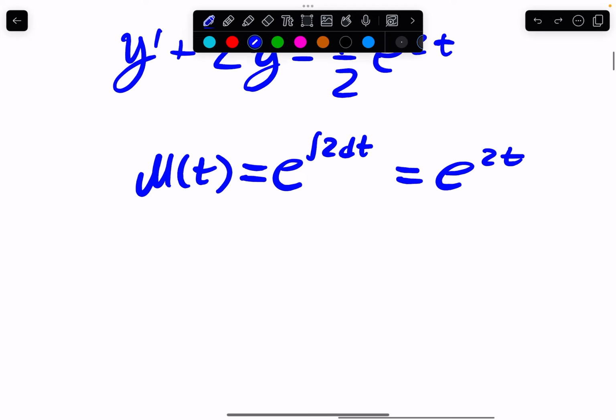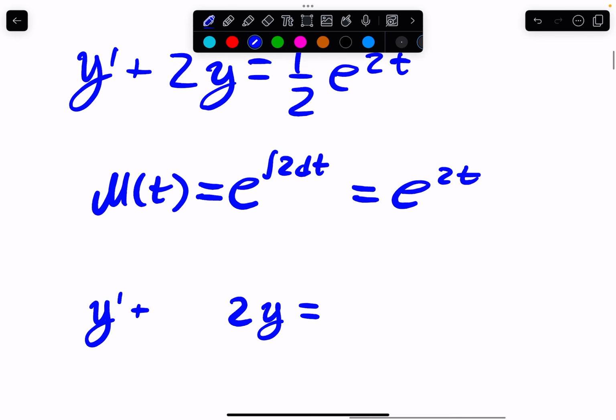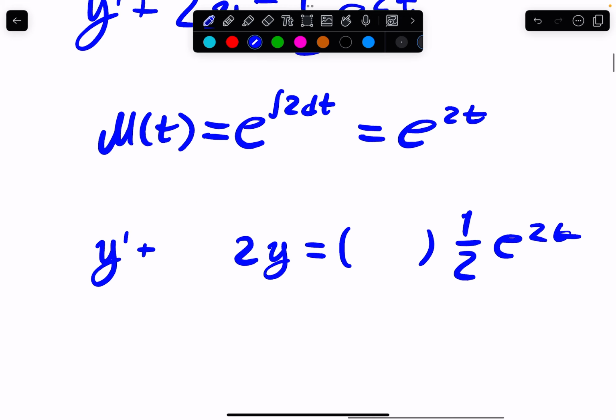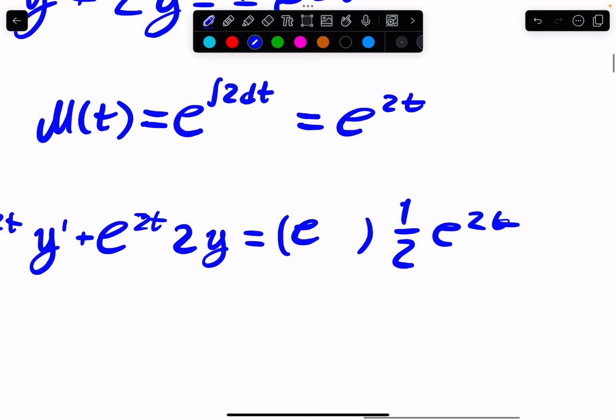It's pretty interesting. We have y prime plus 2y equals 1/2 e to the 2t. Okay, so we're going to multiply both sides by our integrating factor now: e to the 2t, e to the 2t, e to the 2t.